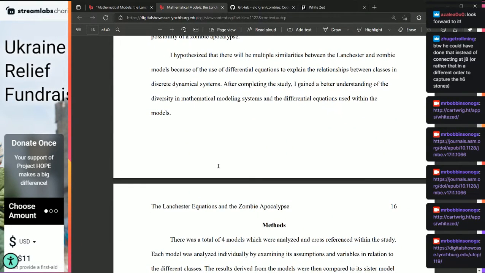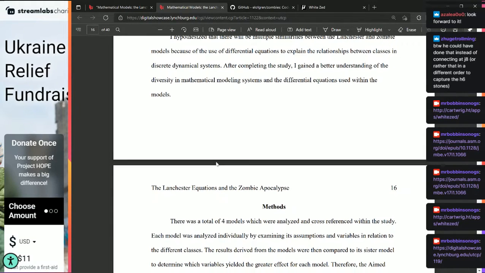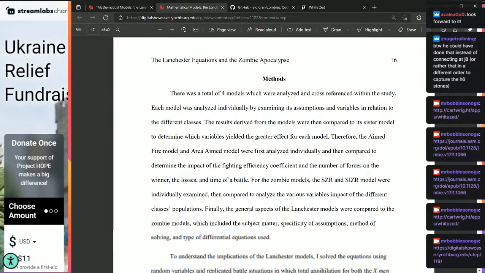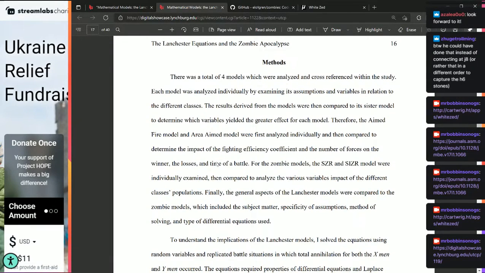I hypothesize that there will be multiple similarities between the Lanchester and zombie models because of the use of differential equations to explain the relationship between classes in discrete dynamical systems. After completing the study, I gained a better understanding of the diversity in mathematical modeling systems and the differential equations used within the models. So now we put the two models together.